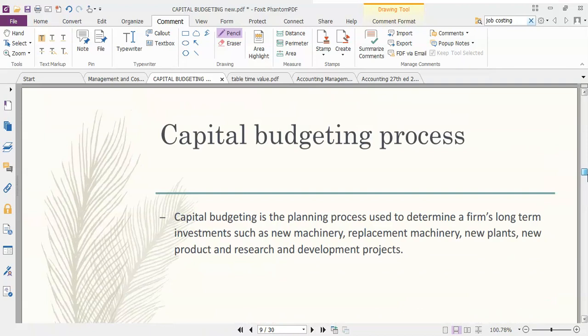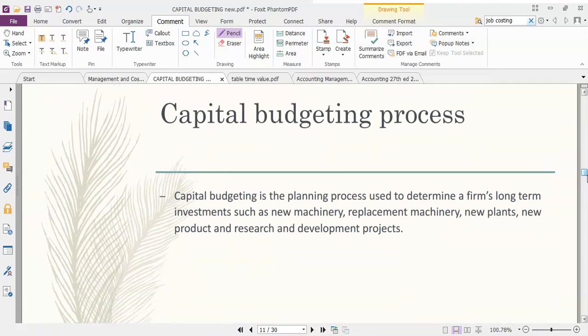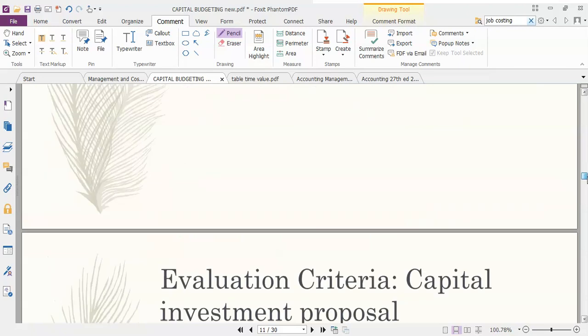Okay. Before we do the capital budgeting, the first step is planning. Okay. Planning process used to determine firms' long-term investment. Such as new machinery. Is there a need for the business to have a new machinery or replace the machinery, new plants, new products, and research and development project. Okay, that's all the process need to have capital budgeting.